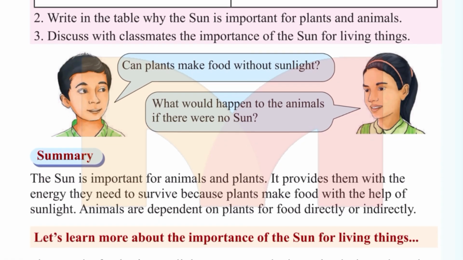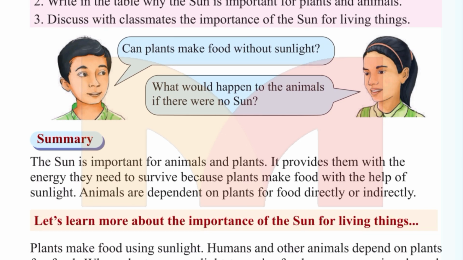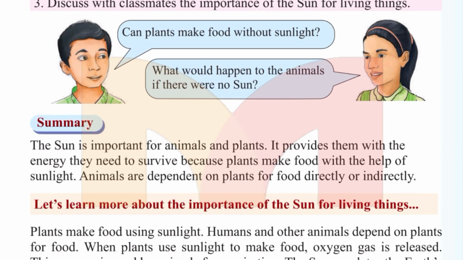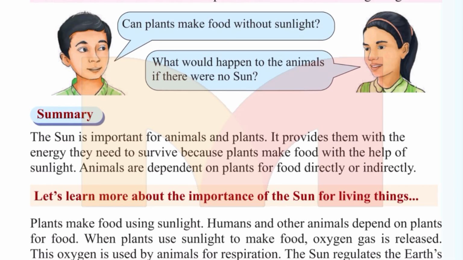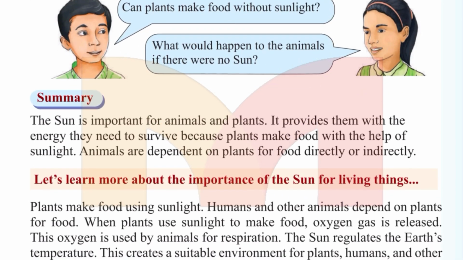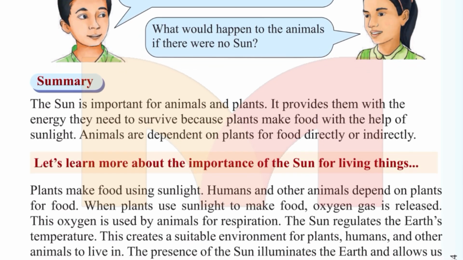Can plants make food without sunlight? What would happen to the animals if there were no sun? Summary: the sun is important for animals and plants. It provides them with the energy they need to survive because plants make food with the help of sunlight. Animals are dependent on plants for food directly or indirectly.